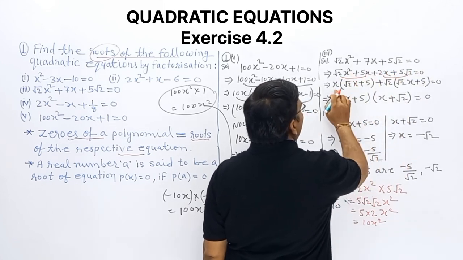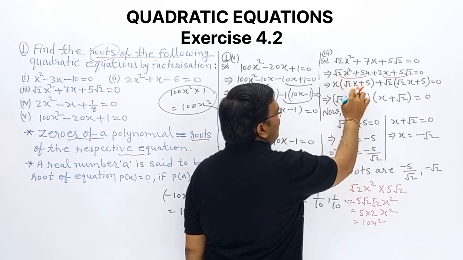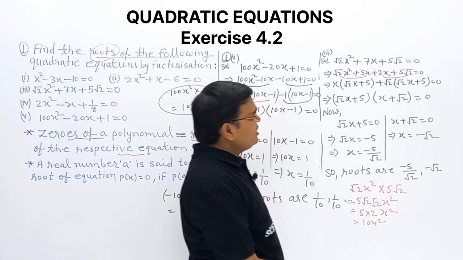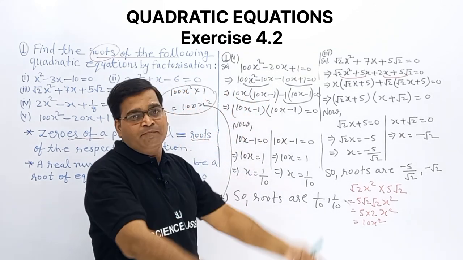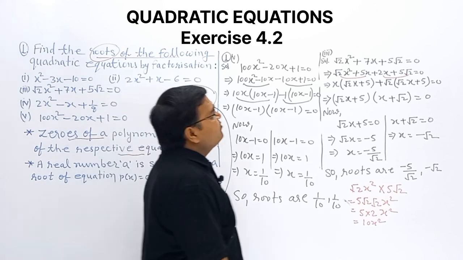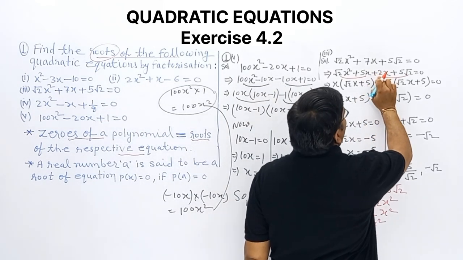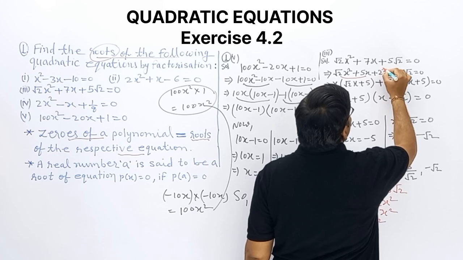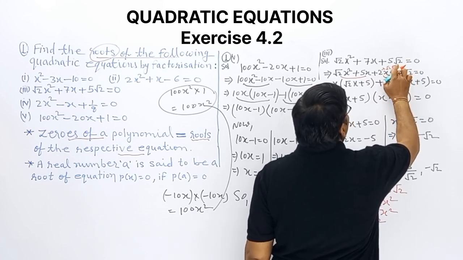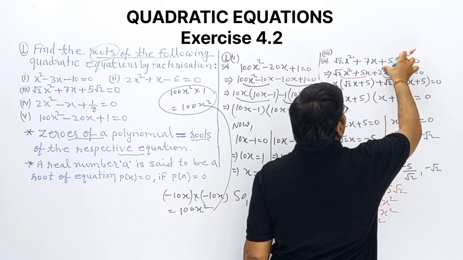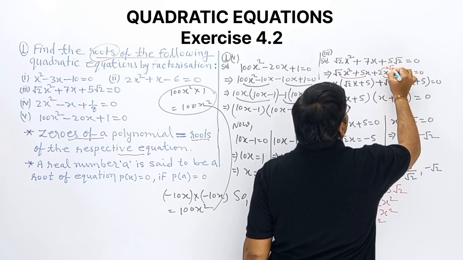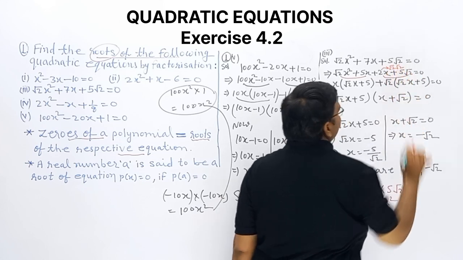What is the common? x is common. What is the remaining? Root 2x. What is the remaining? 5. Now in both, what is the common? By looking, we are saying no one is the common. But this root 2 can be written as root 2 into root 2. Yes or no? Observe carefully. This 2 can be written as root 2 into root 2.